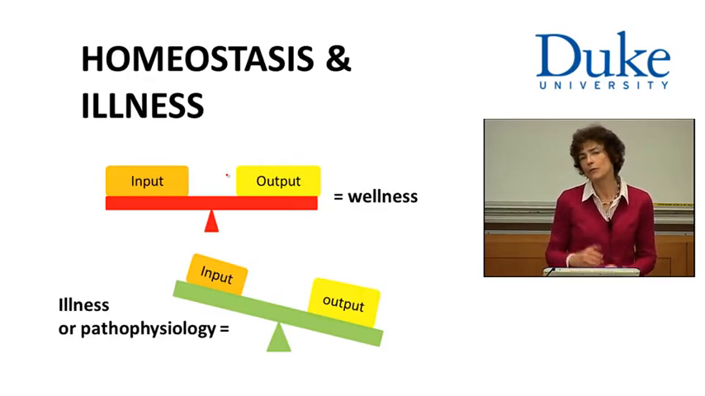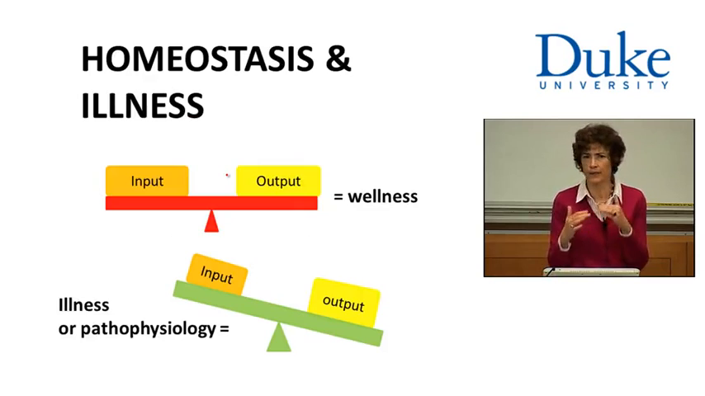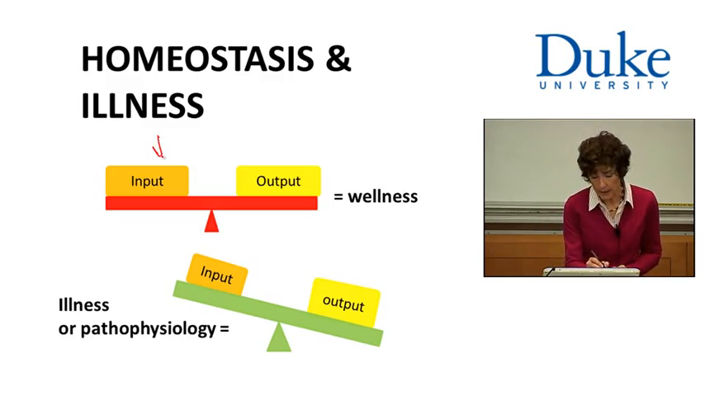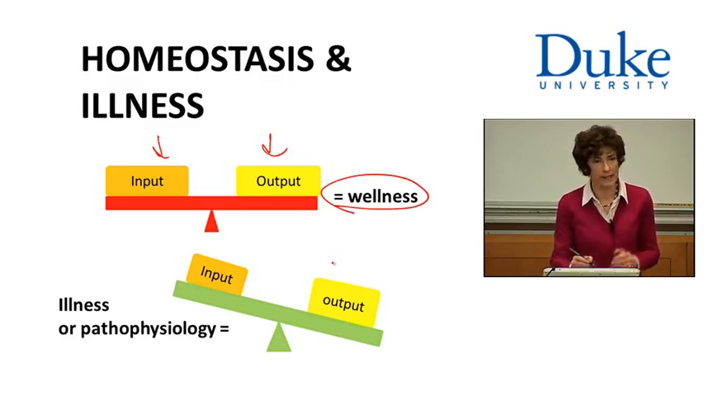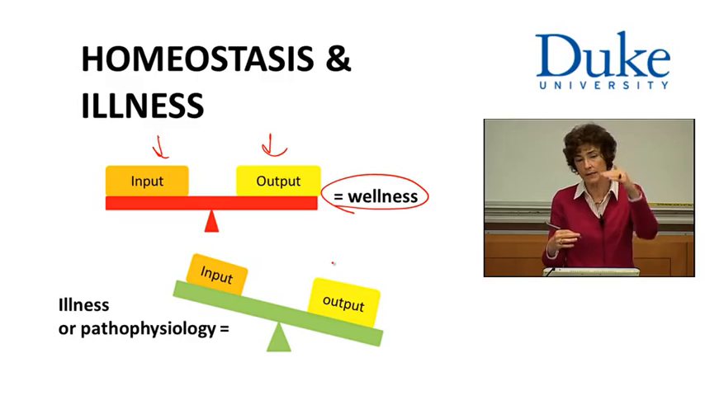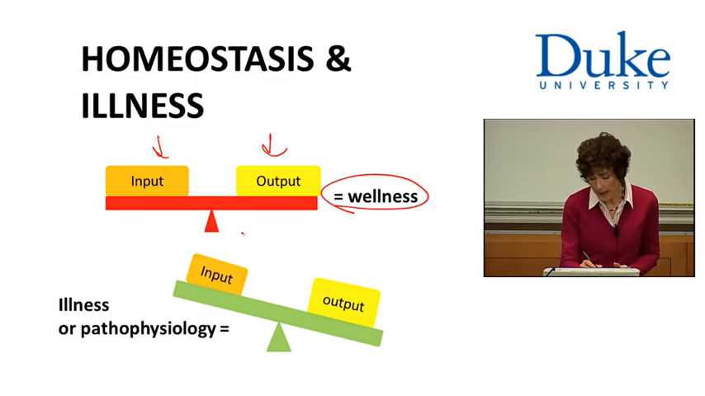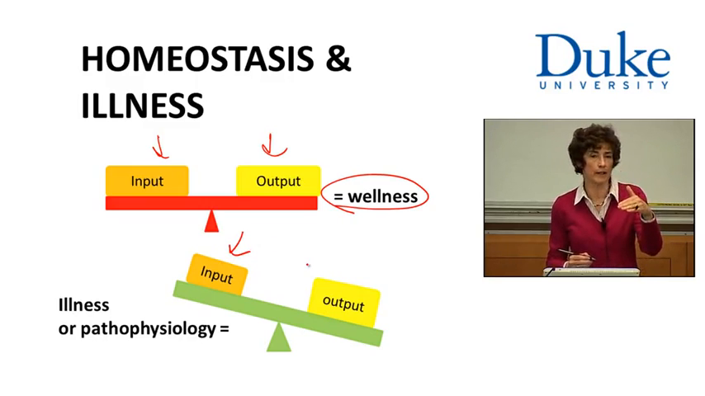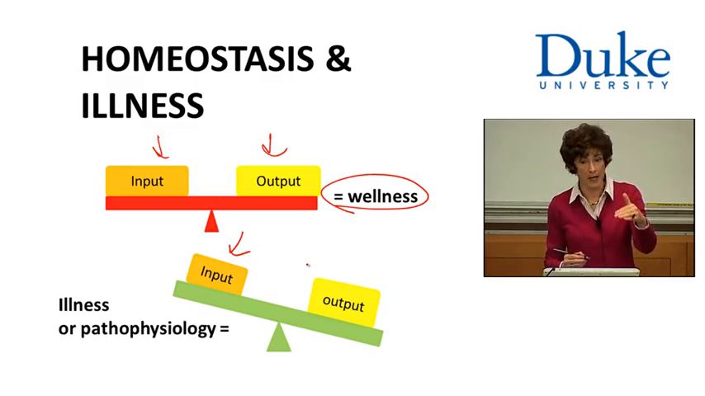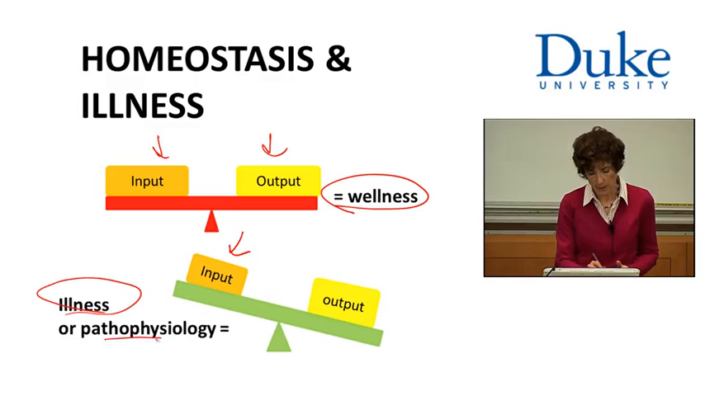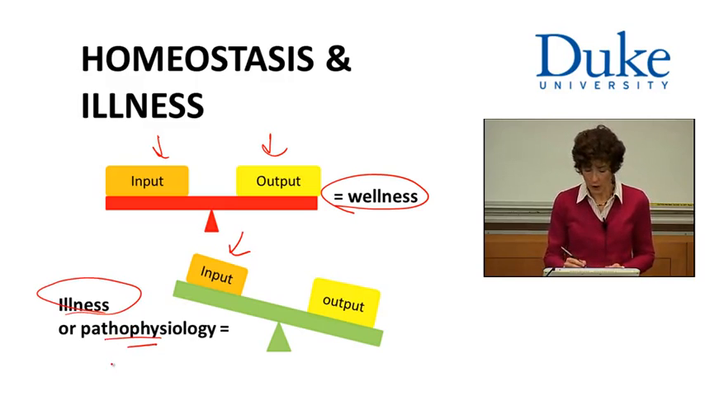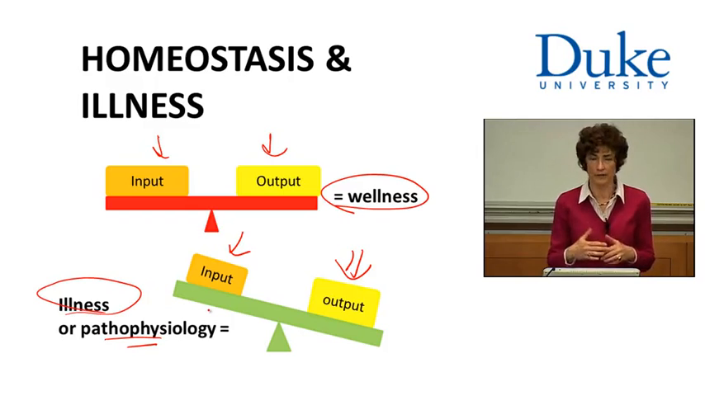So what happens if we do not maintain the ECF in this very tight range of needed factors? When we have input equal to output, we'll have wellness. Under those conditions, as long as the materials within the ECF are within the range that's compatible with the life of the cells, everything is fine. But say, for instance, input is effectively increased over output, then we can get illness or pathophysiology. And the converse can occur. If we have output that is greater than input, then again we can have illness or pathophysiology.